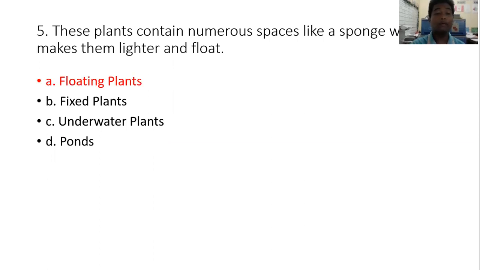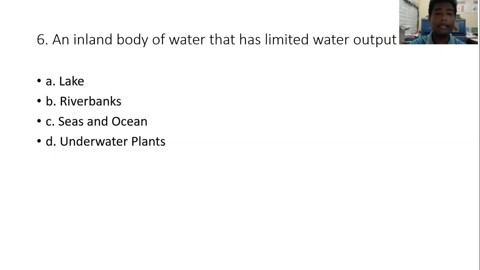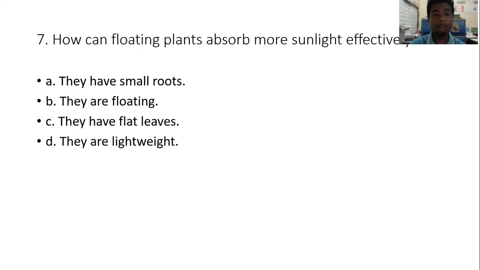These plants contain numerous spaces like a sponge which makes them lighter and float. So tawag natin na floating plants. Only floating plants, because they are light. Kay tungod kay gaan sila, maka-float sila. Next, an inland body of water that has limited water output flow. So tawag nato ana niya lake.